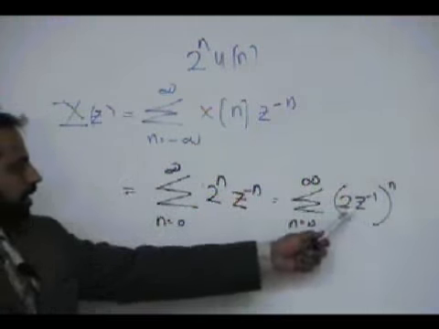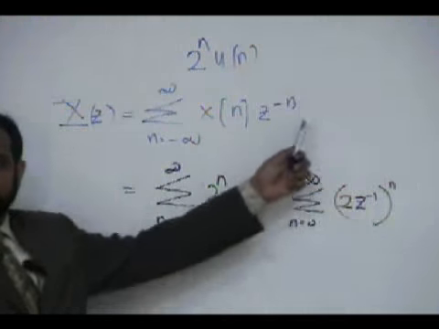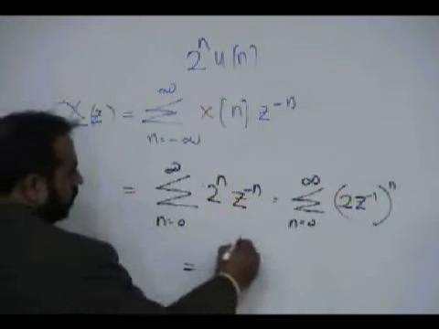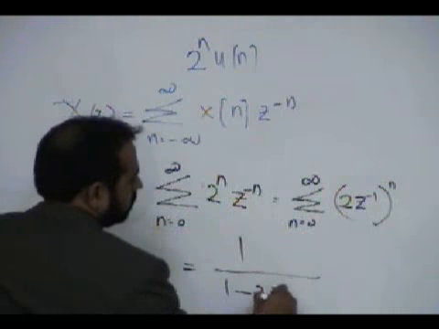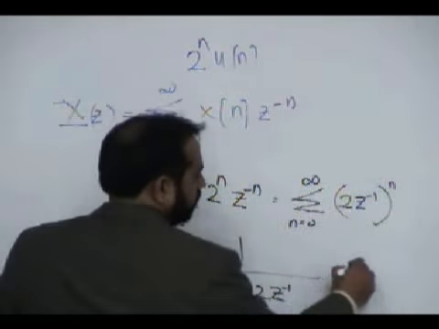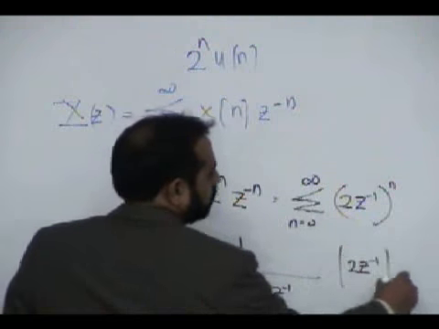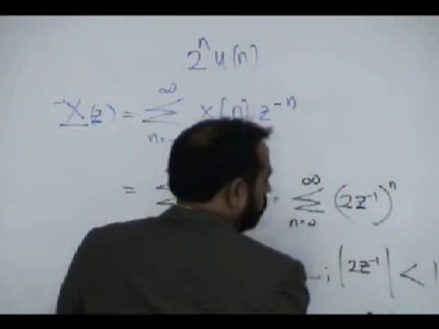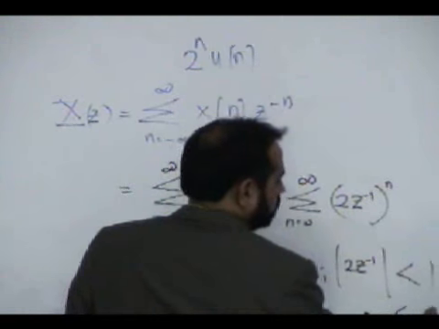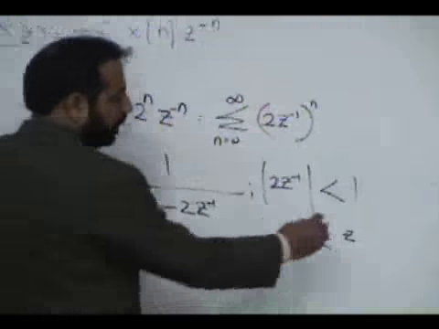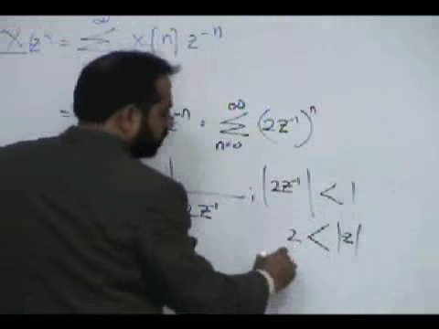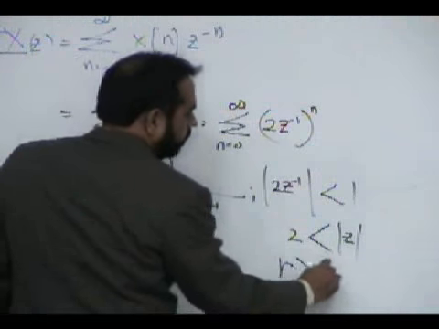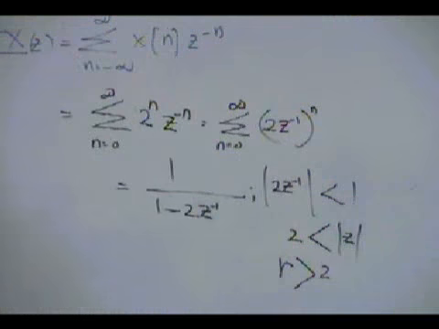And you know this is alpha raised to the power n. An infinite summation is what? 1 over 1 minus 2z inverse, where the magnitude of 2z inverse is less than 1. 2 over z less than 1 means z must be greater than 2, so the magnitude of z is greater than 2. The magnitude of z is in fact r, because z is the complex number r exponential j omega, in that the magnitude is r.